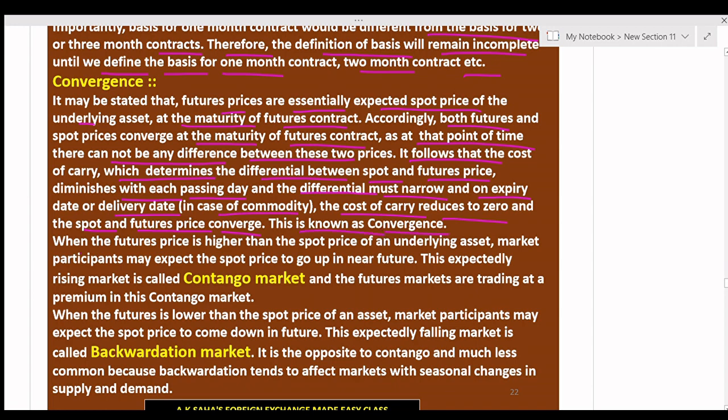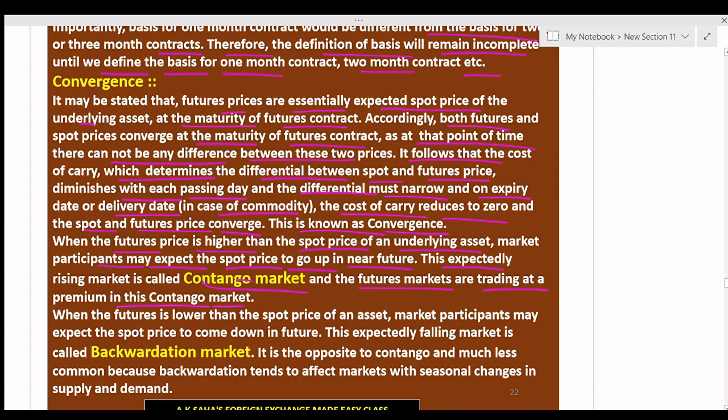When the future price is higher than the spot price of an underlying asset, market participants may expect the spot price to go up in the near future. This expectedly rising market is called a Contango market. And the future markets are trading at a premium in this Contango market.